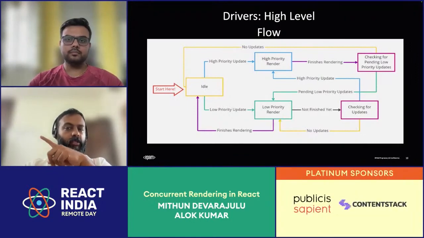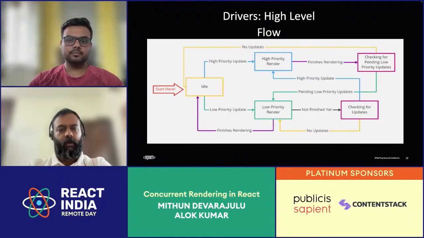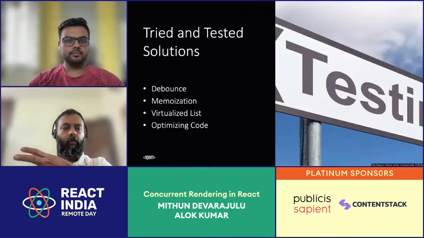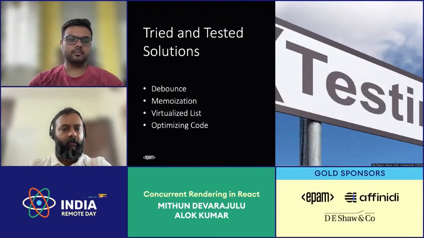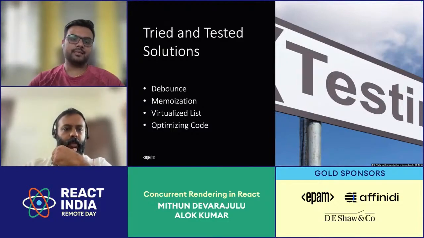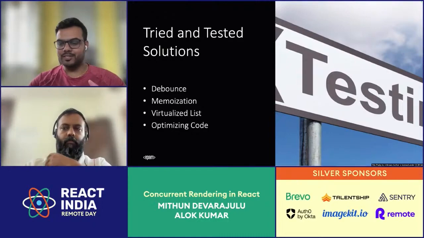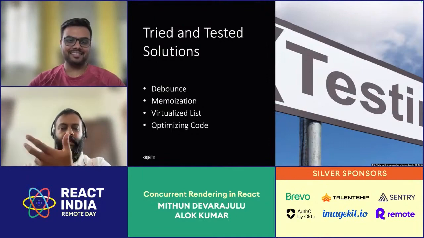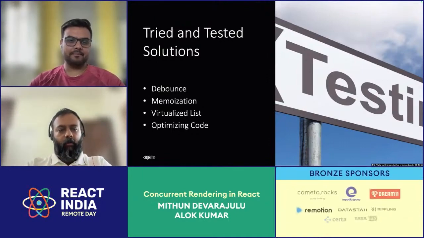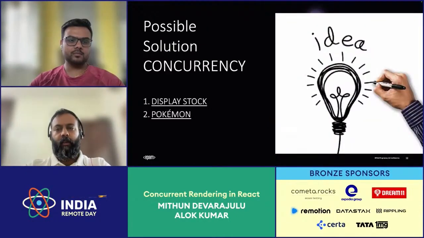But I'll just quickly show you some other concepts that all of us use very regularly. That's debounce, memoization, virtualized list, and optimizing code. These are the usual suspects that we use while trying to optimize our user experience. I'm pretty sure you would have tried most of them, and the people who have joined us have also used these features in the first place. Yes, exactly. So I'm just going to add one more item to this list, and that's concurrency.